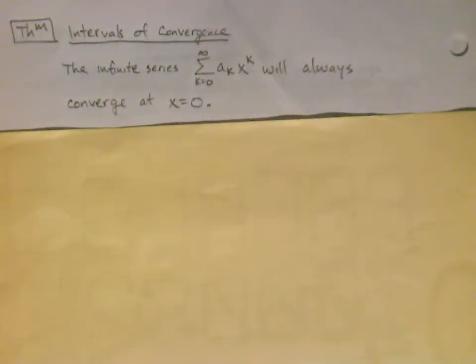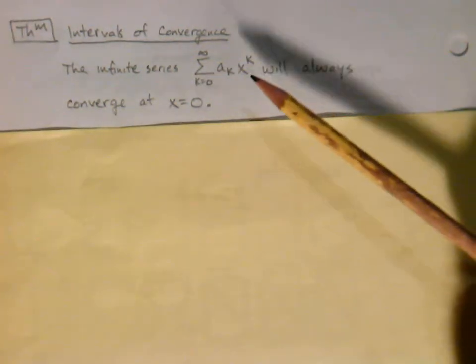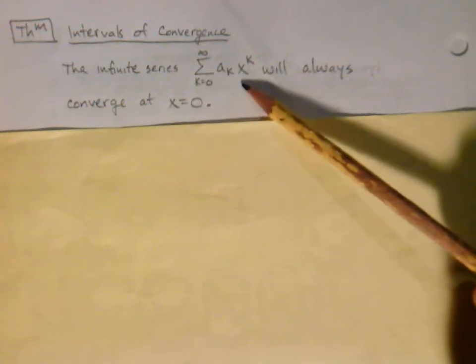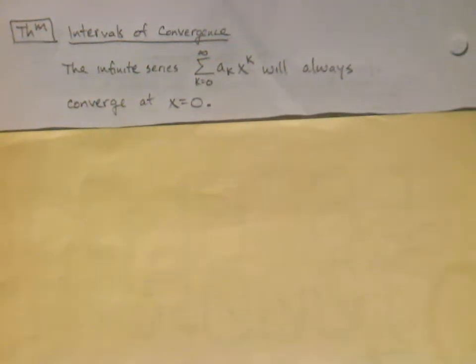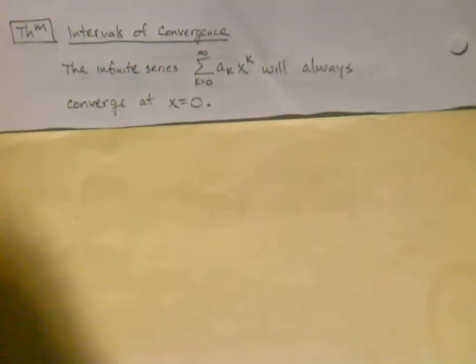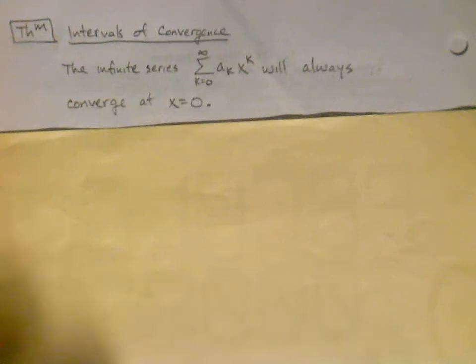The infinite series, the Taylor series right there, from k equals 0 to infinity, a k x to the k will always converge at x equals 0. So if we are centered at 0, like we are here, then we know we at least will converge at x equals 0. So that will be the center point of our interval of convergence, if that makes sense.